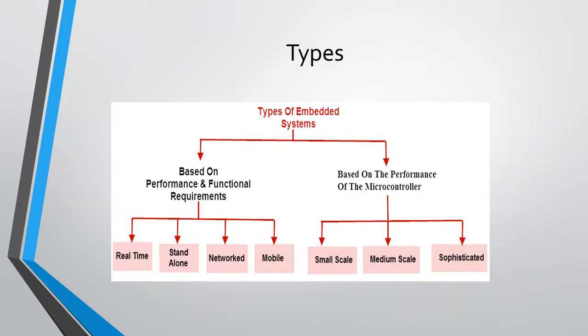Now we will see the types of embedded systems. Types of embedded systems are based on two criteria: performance and functional requirements, and the performance of the microcontroller. Based on performance there are four types: first is real time, second is standalone, third is networked, fourth is mobile. Based on the performance of the microcontroller there are three types: small scale, medium scale and sophisticated.